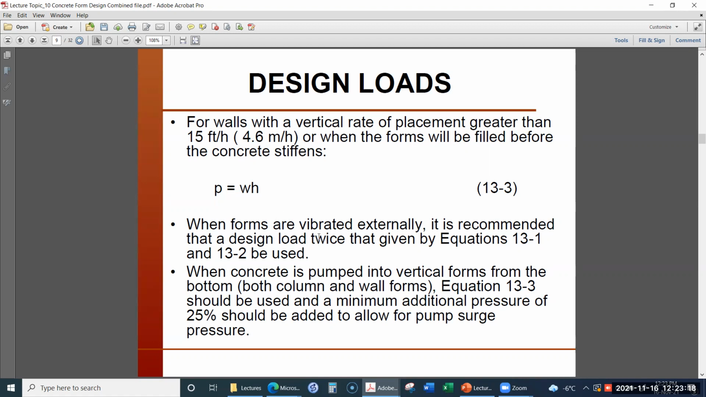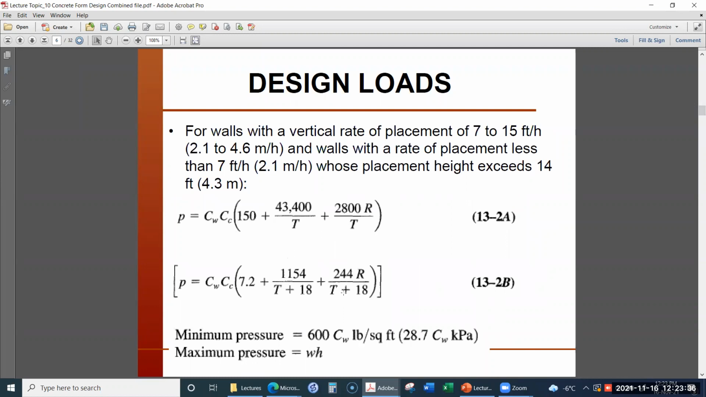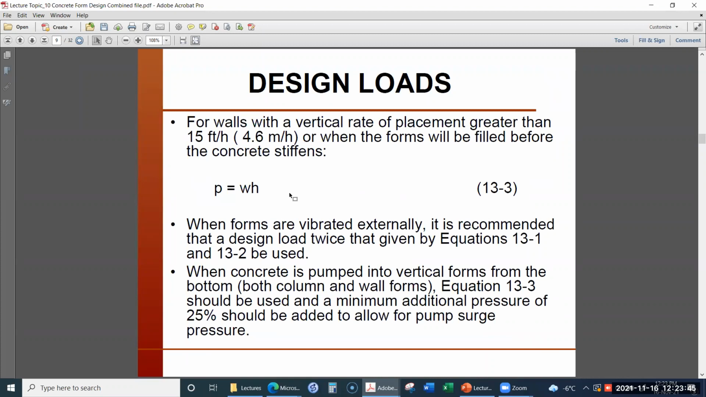In other conditions, when the forms are vibrated externally, it is recommended that a design load twice that given by equations 13.1 and 13.2 be used. Okay. So these equations, 13.2, 13.1, and 13.3, are for those situations when the concrete is poured into the formwork and then internally vibrated. But in some other situations, the formwork can be externally vibrated as well.